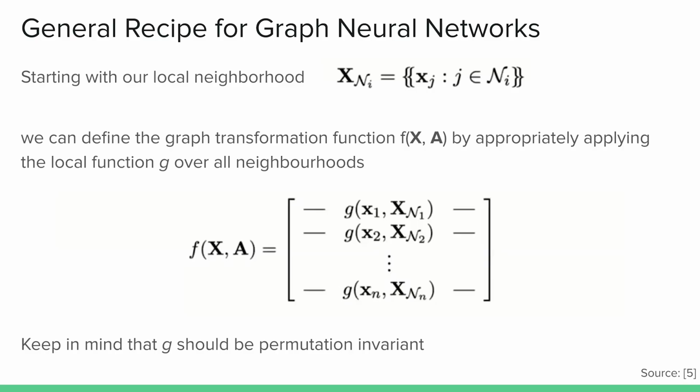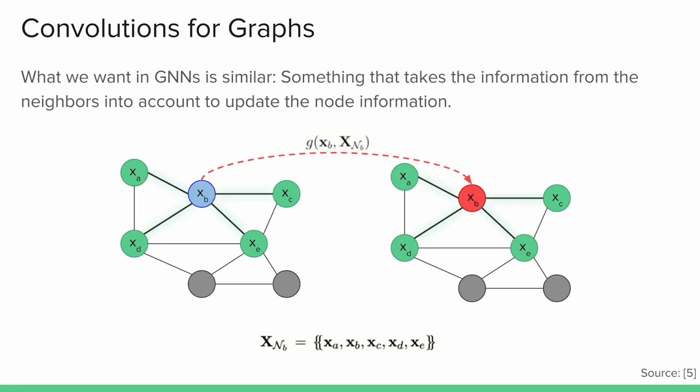If we apply this to all of our nodes, we can come up with a general recipe for graph neural networks. This function g, what is that? This is the secret sauce of graph neural networks and a highly active field of research. Now we're going to take a look at what such a g function could look like. We had the convolution idea for images, and for graphs we want something very similar: we want to take the information from the neighbors into account to update the node information.